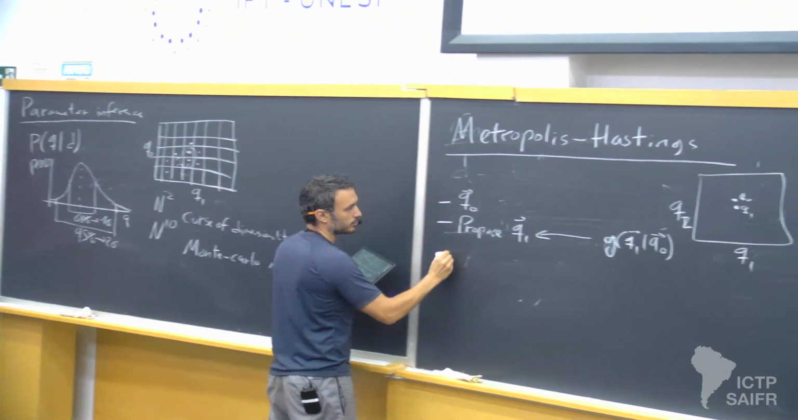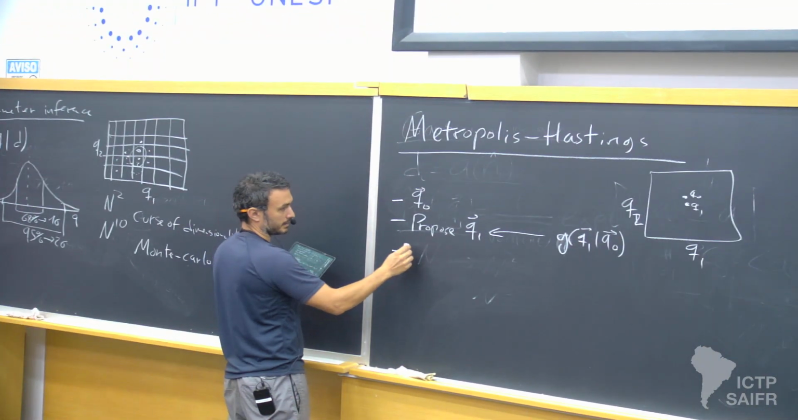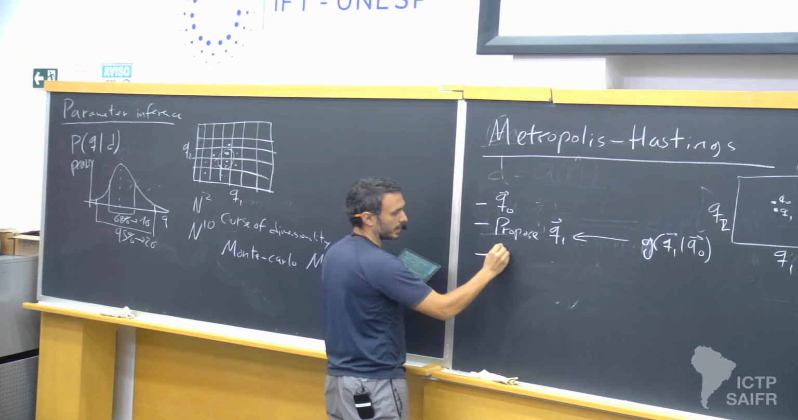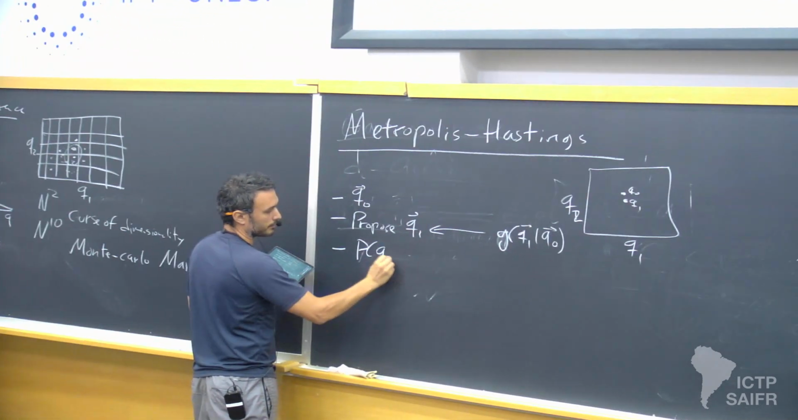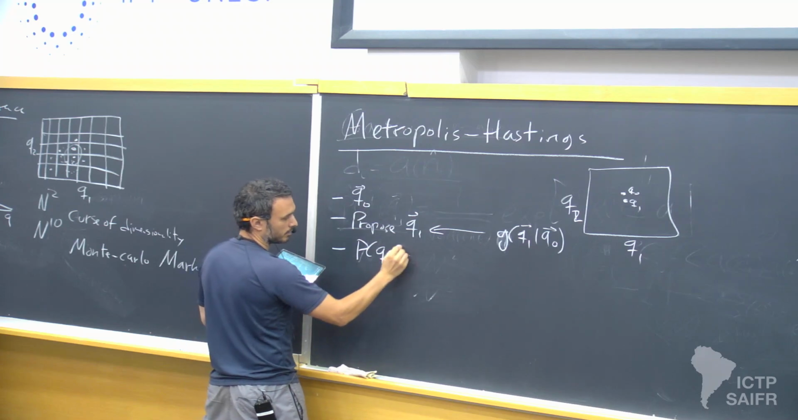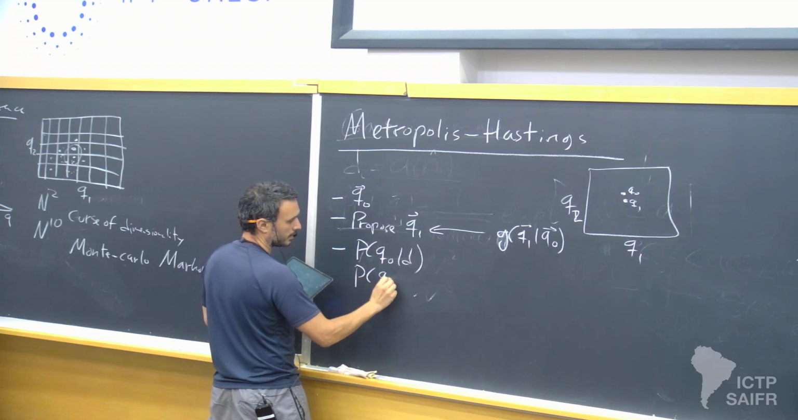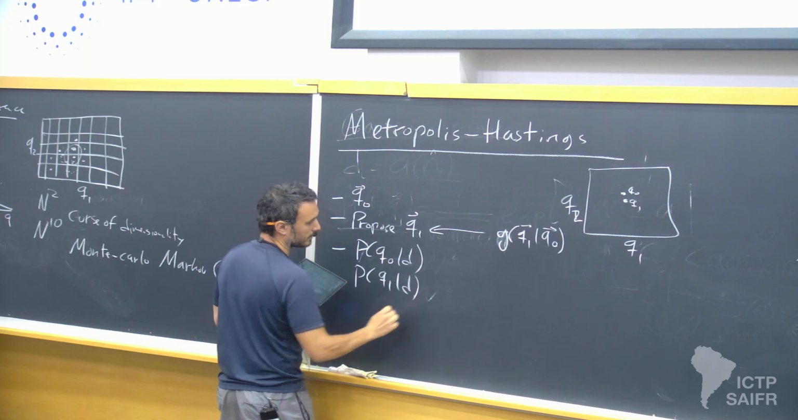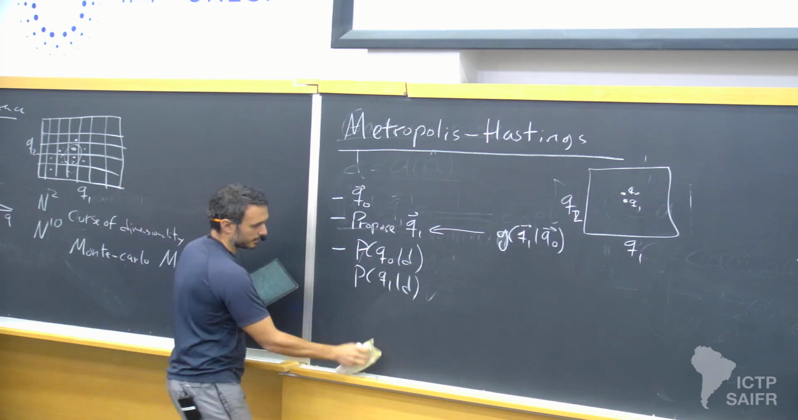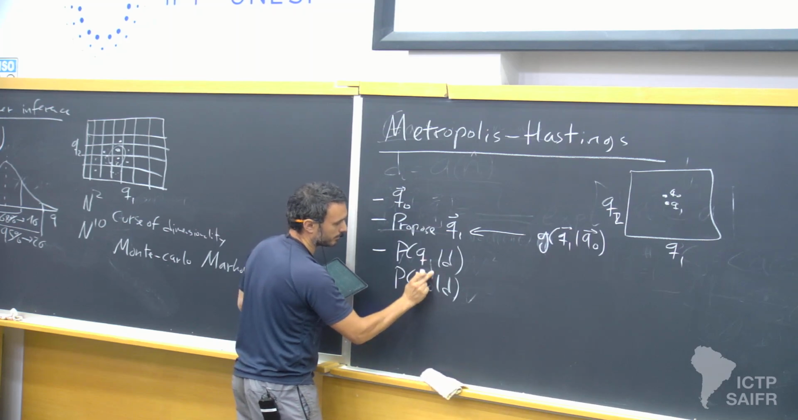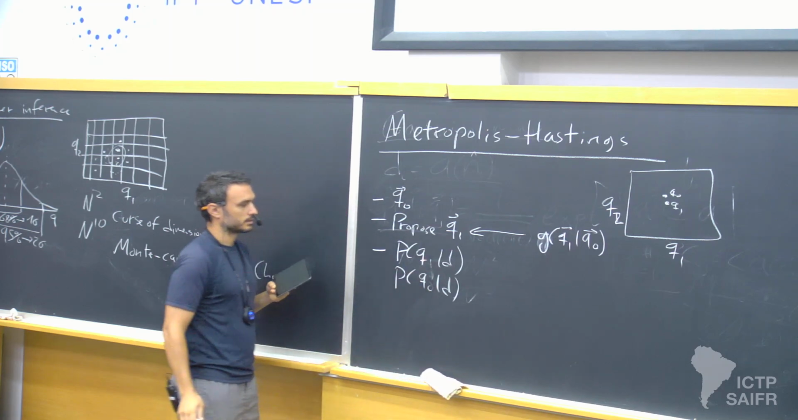Then we calculate the 2 probabilities, right? The actual probabilities, the posterior distribution, right? We calculate P of Q0 given the data, and P of Q1 given the data. In fact, let me write the other way around because it's going to be better. So P of Q1, P of Q0. All right, so we take those two probabilities.